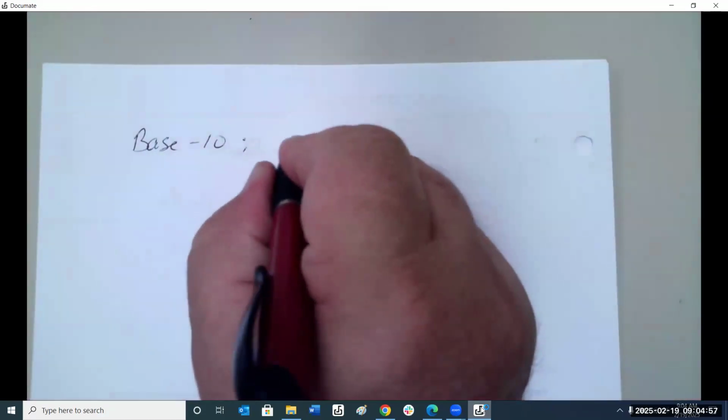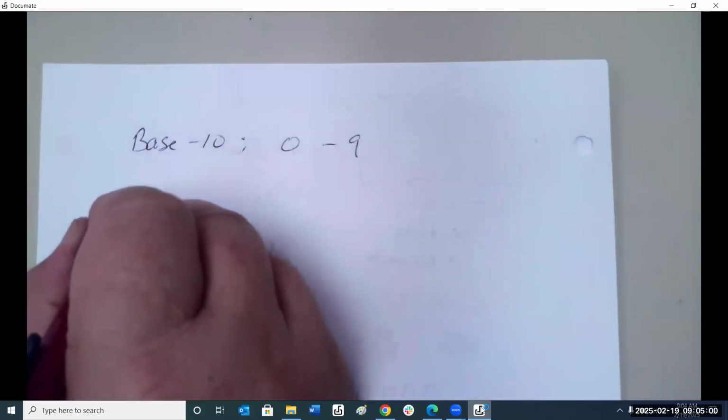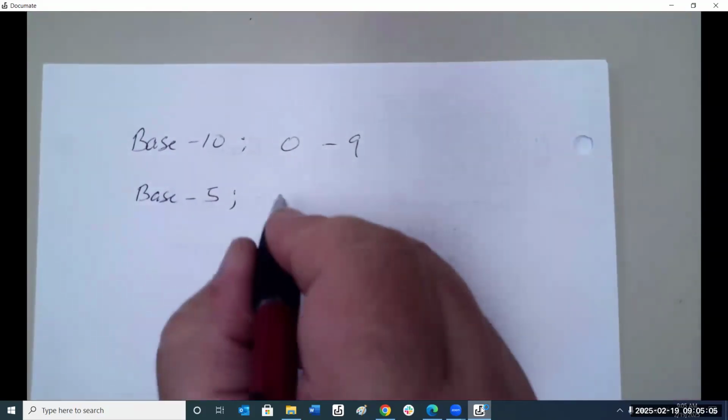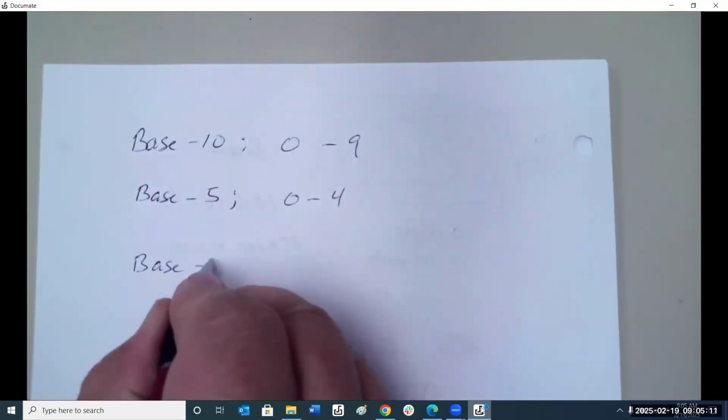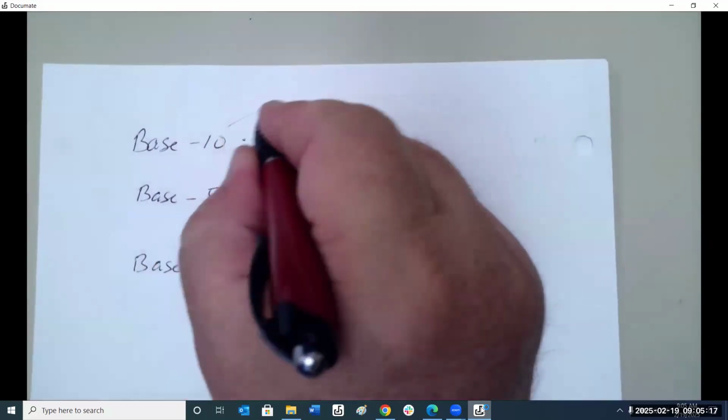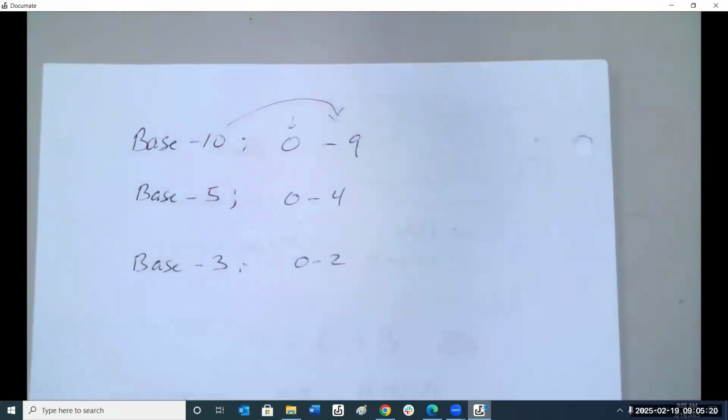So base 10, what are the numbers in there? 0 through 9. There are 10 numbers. So what do you think a base 5 system would look like? 0 through 4. A base 3 system? Right. It's always going to be 1 less than that because that 0 is there. And you have to have 0. Why? Well, 0 is the absence of any number. You have to have a 0.